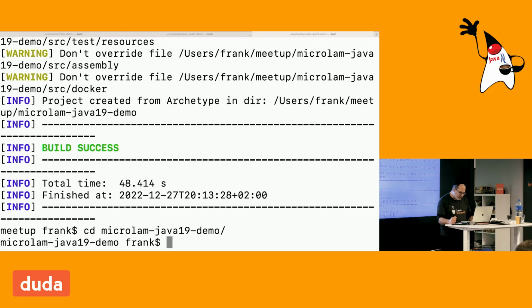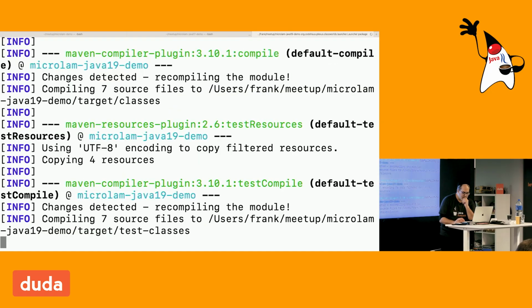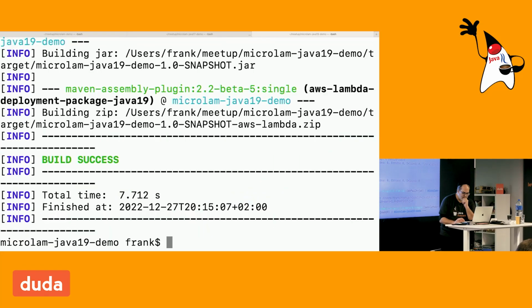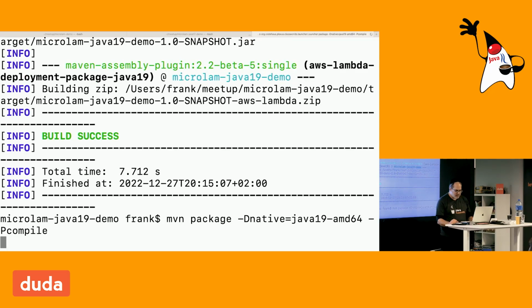Now, what we need to do is build the default package. And now do the compilation. Now the command: native, the Java version you want to use, Java 19, and the architecture, AMD64. And the profile to specify what you want to do. For now, the project is already configured, so I will take a shortcut. Instead of config, I will use compile directly. That's all.